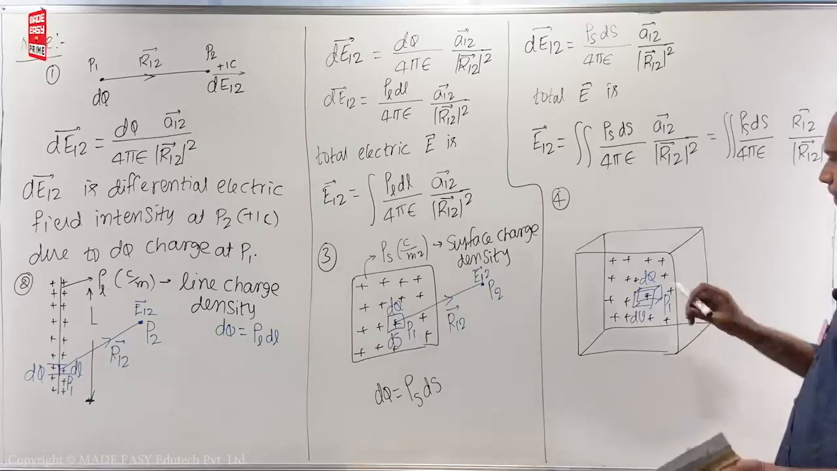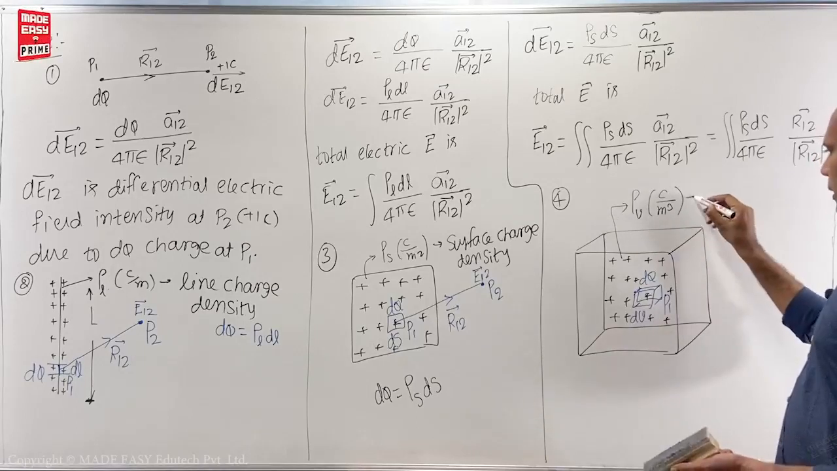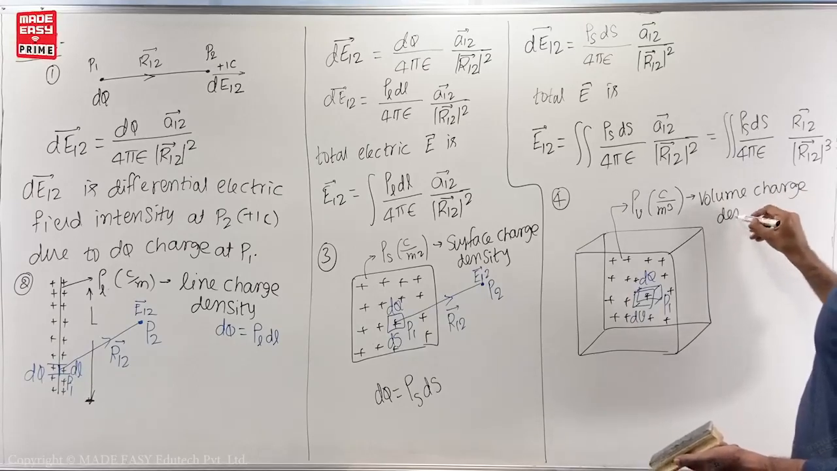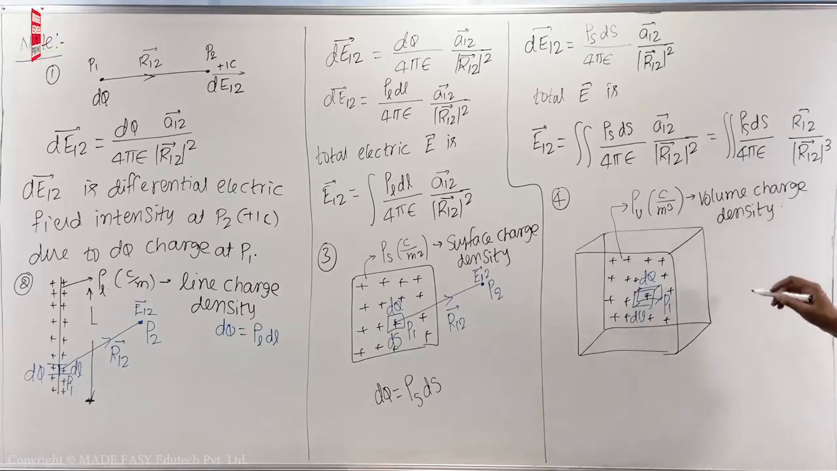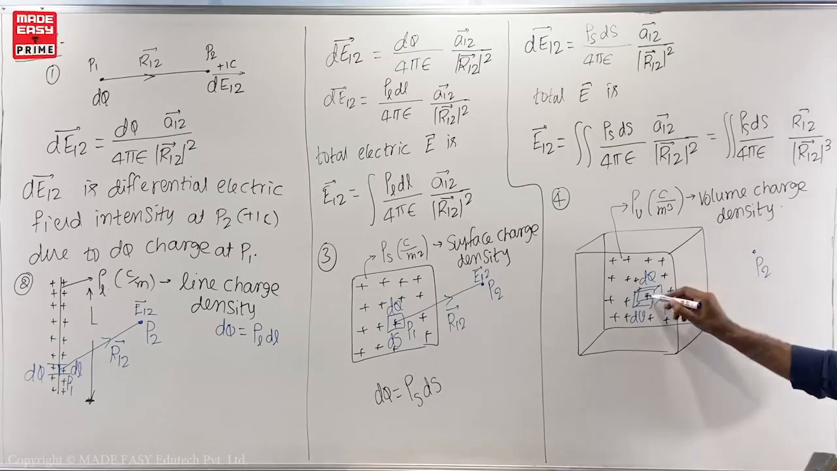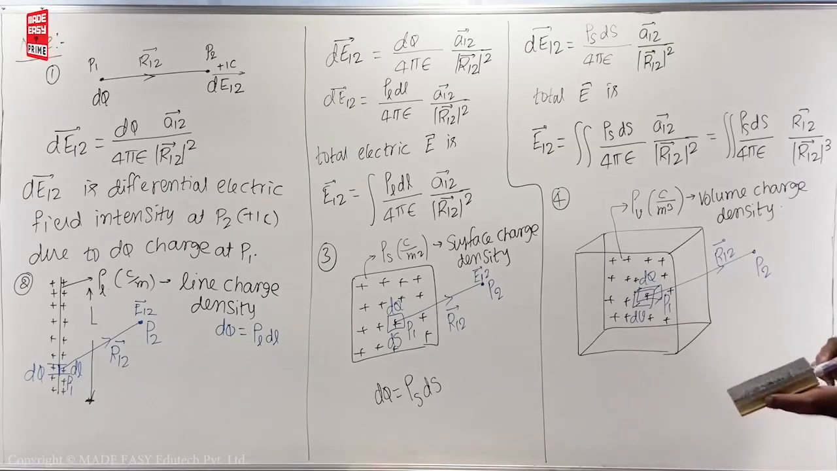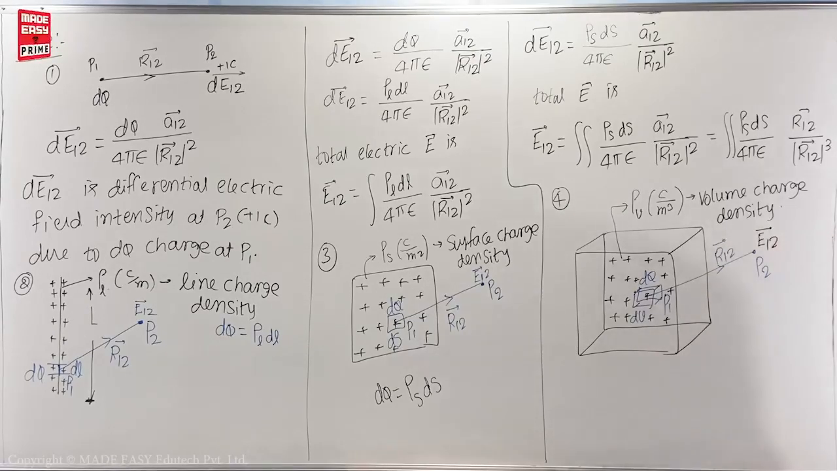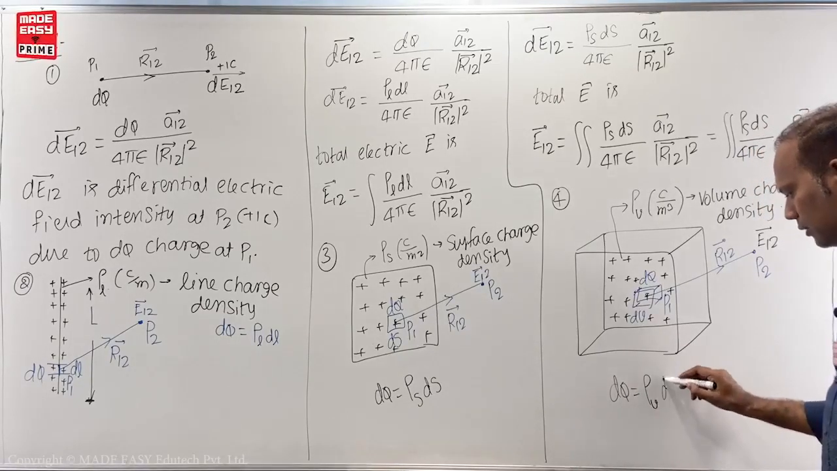Now they have given rho v, coulomb per meter cube, that is volume charge density. What is this volume charge density? Now, for example, here point 2 is there. This is called R12 bar. Now here you have to find the electric field intensity E12 bar. Now here dq is equal to rho v into dv.